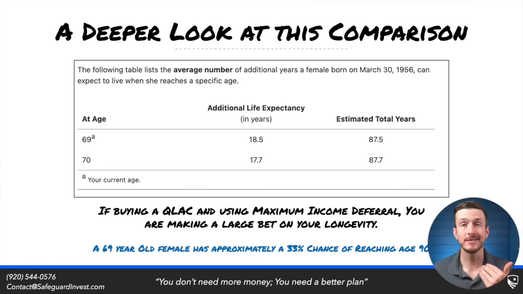If we look at this 69-year-old female and look to the Social Security actuarial tables, we see her base life expectancy would be to age 87 and a half. As an additional data point, a 69-year-old female has about a 1 in 3 chance of reaching age 90, which likely means the chance of reaching age 92 is in the 25 to 30% range.